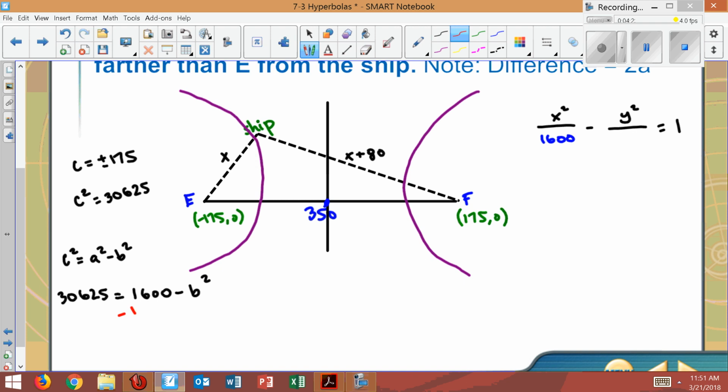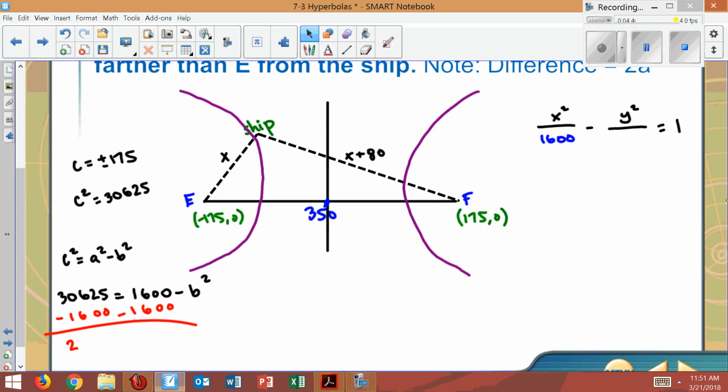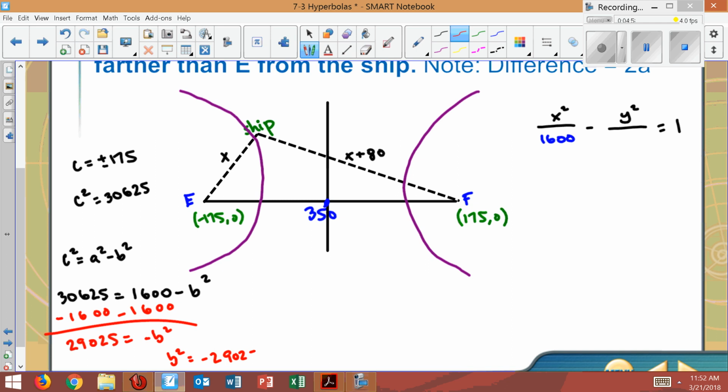I'll subtract over the 1600. I believe I get 20. No, I'm off a line, I'm sorry. Let me make sure I don't mess this up. 30625 minus 1600 is 29025. Okay, 29025 is b squared. So we could say that b squared equals 29025. This is my equation.